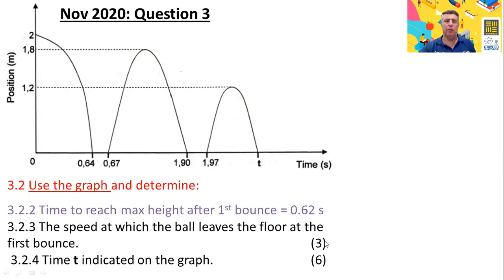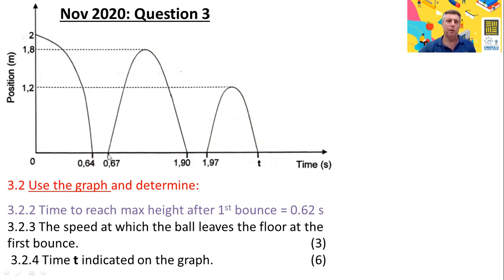3.2.3 is only 3 marks. So I'm not going to go through the whole progress method. You've had lots of practice by now, and we will do it in the next question. So just 2 ways to calculate it, although there are more than this. Please note the question says the speed at which the ball leaves the floor at the first bounce.